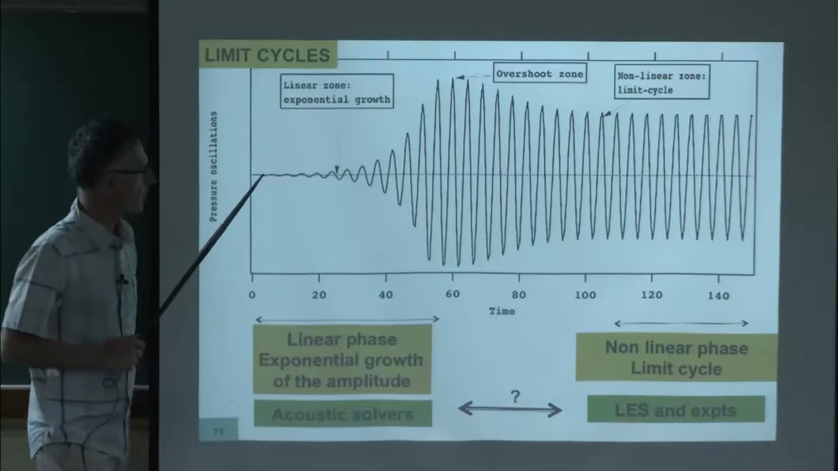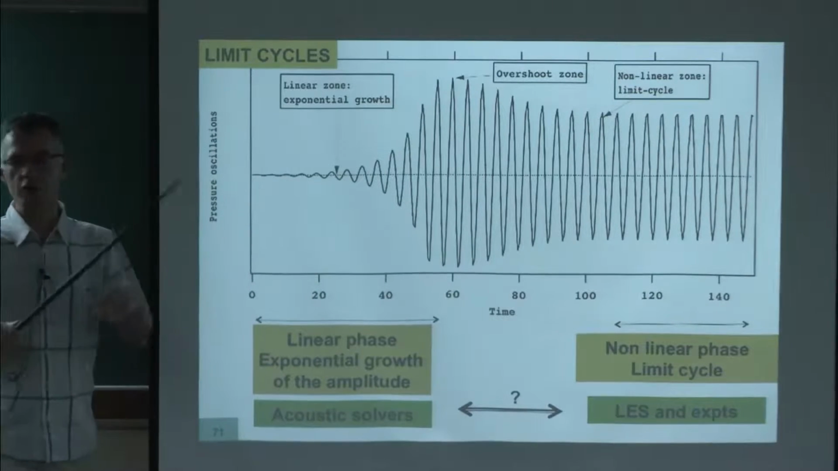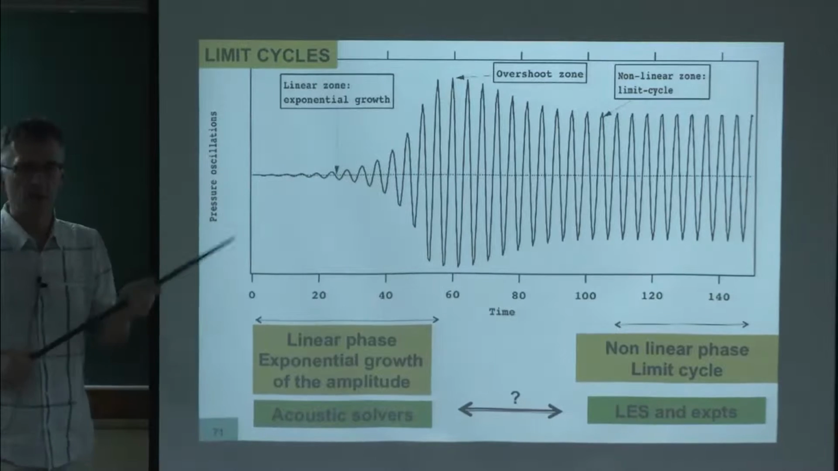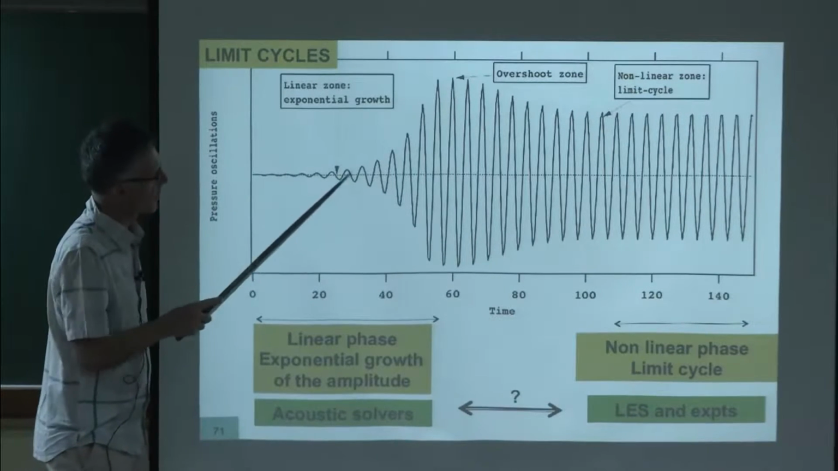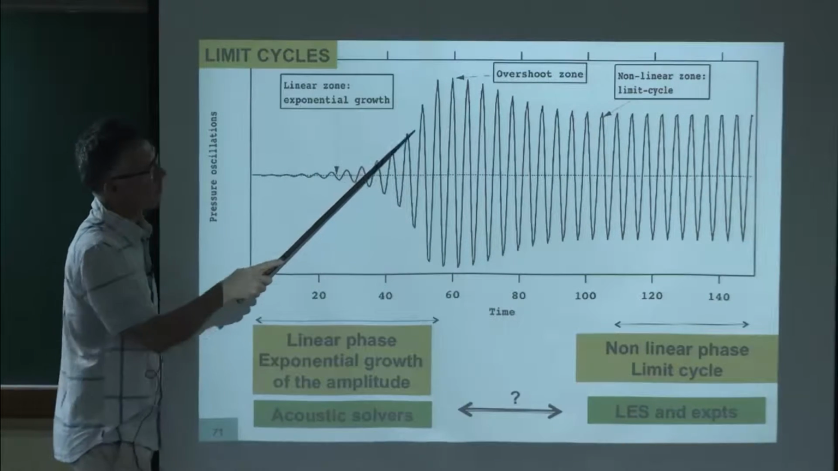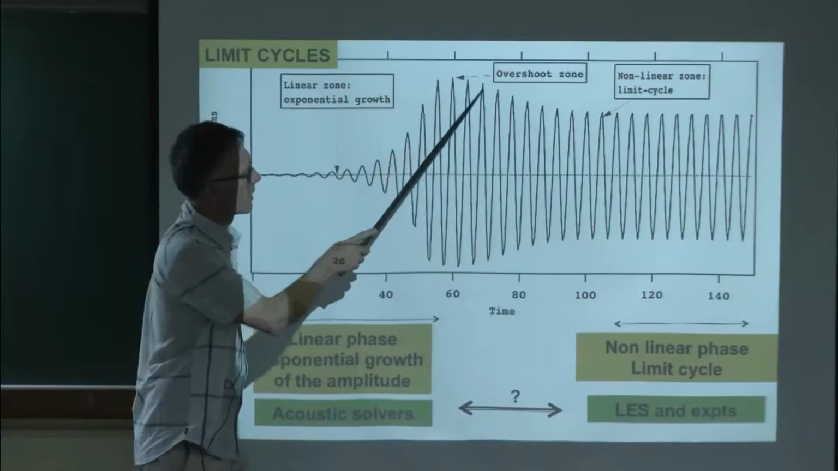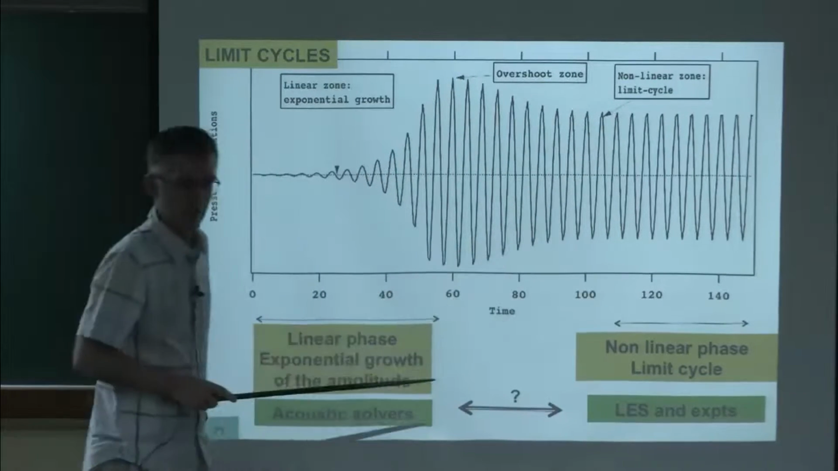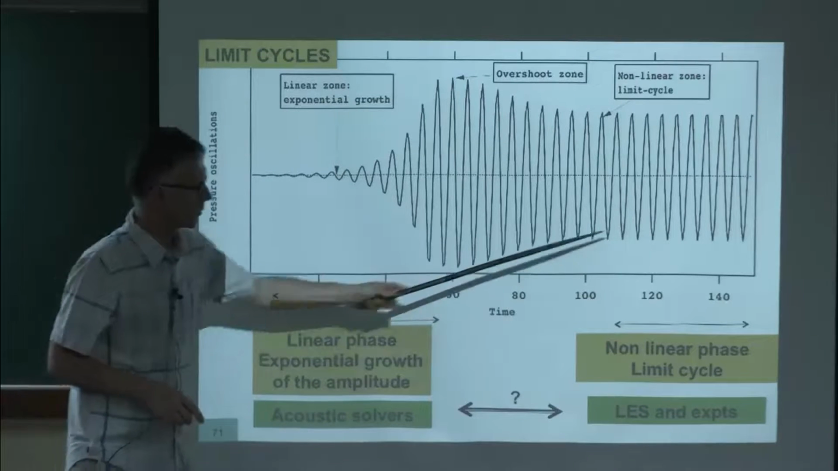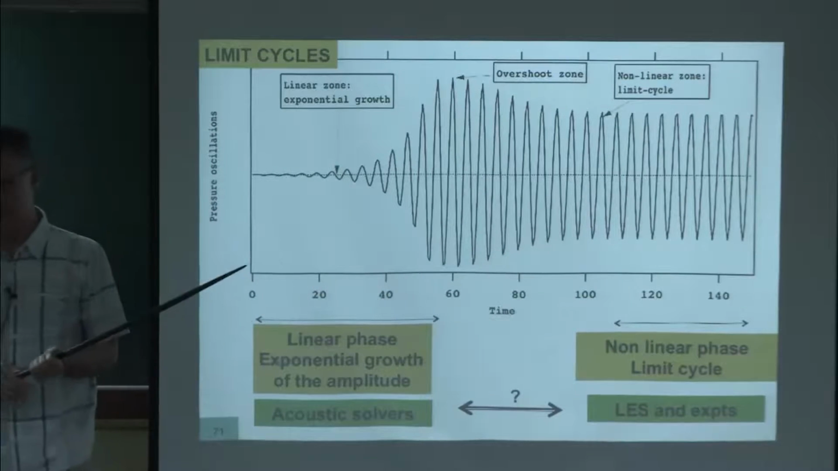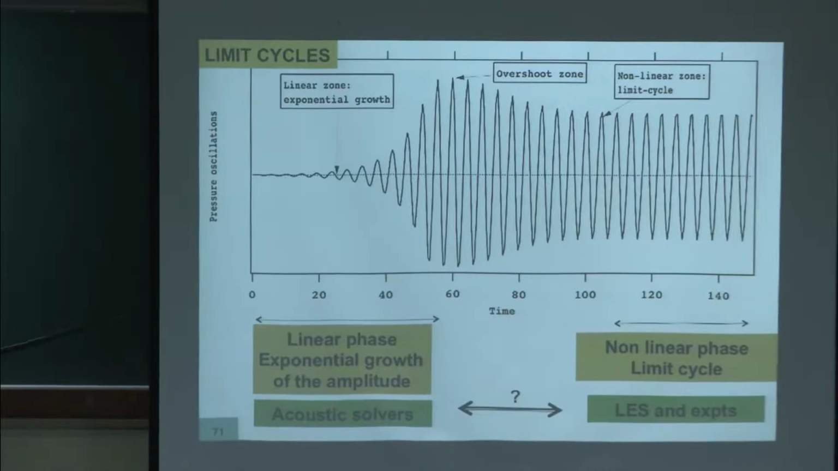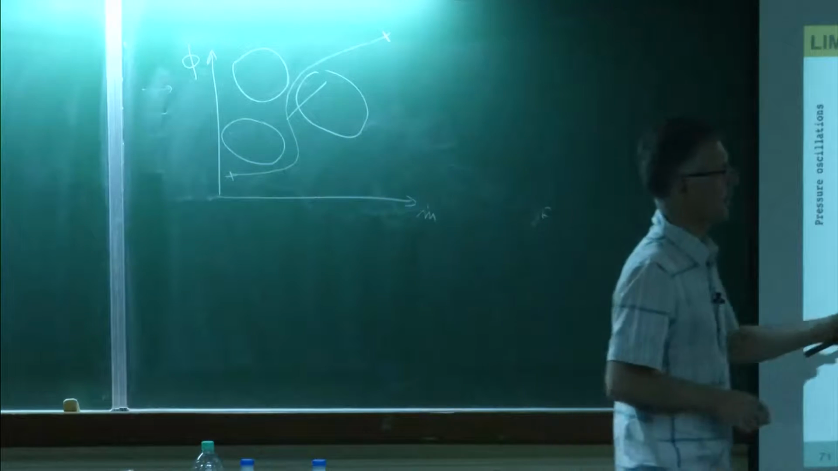So suppose here you have a combustor, and then suddenly you change the equivalence ratio. This thing starts oscillating. That's the linear phase. Then it will usually go to an overshoot zone and then stabilize to what we call a limit cycle. The limit cycle is what most experiments are seeing. Remember the talk of Professor Candel yesterday talking about hooting. He's actually looking at the limit cycle.